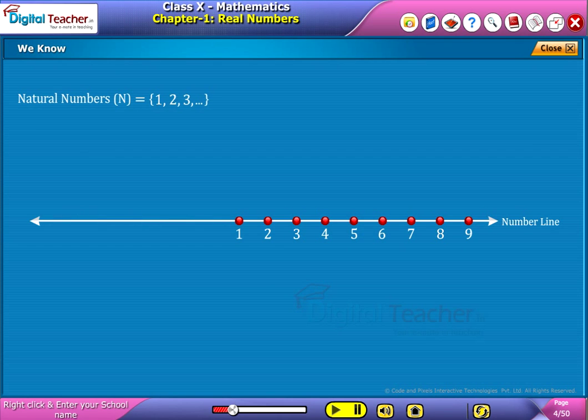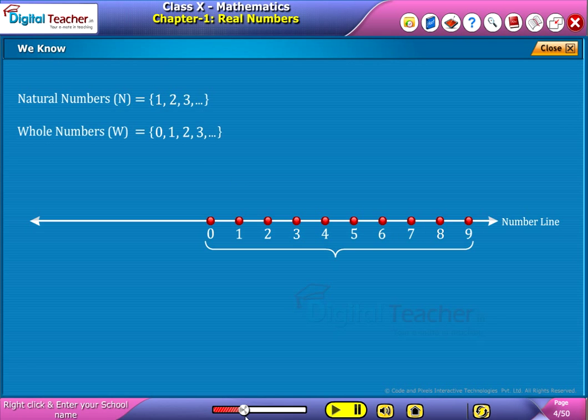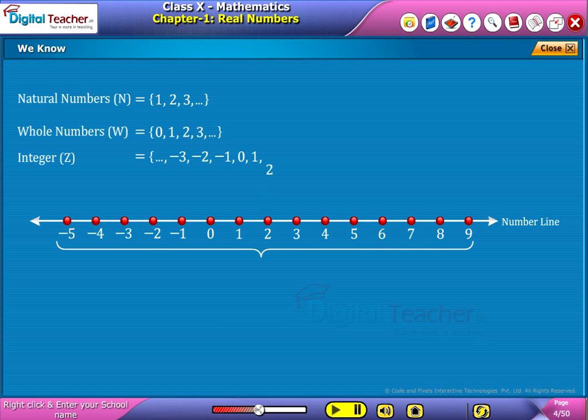Whole numbers are the set of numbers that include 0 along with the natural numbers. They are denoted by W. Example: 0, 1, 2, 3, and so on. An integer is a whole number that can be positive or negative or 0, but it should not be a fractional number. It is denoted by the letter Z. For example, Z is equal to -3, -2, -1, 0, 1, 2, 3, and so on.